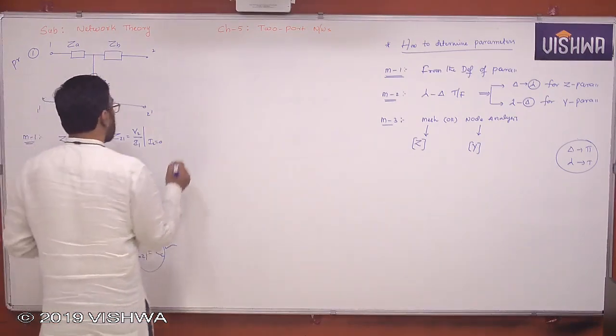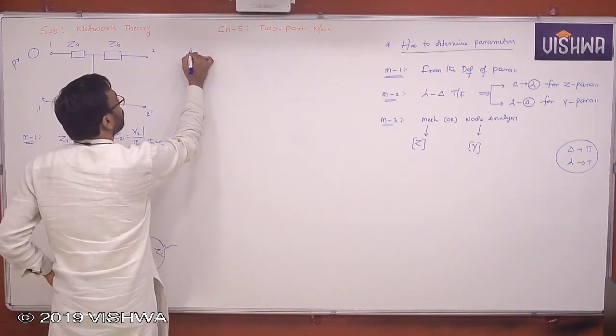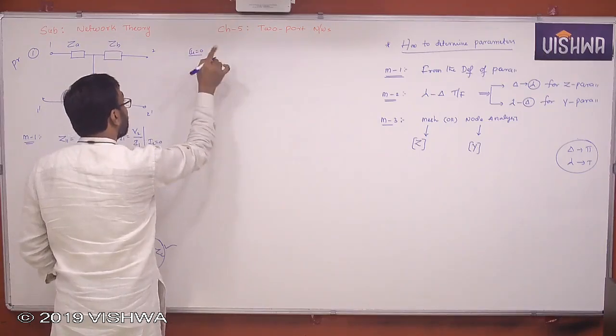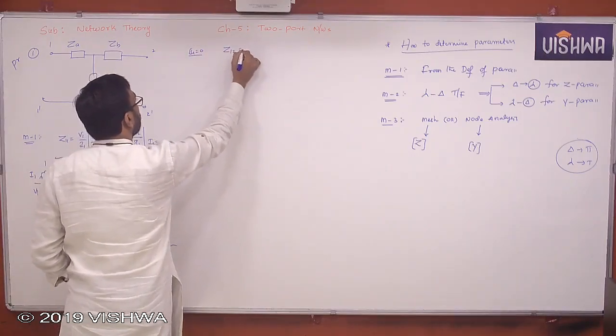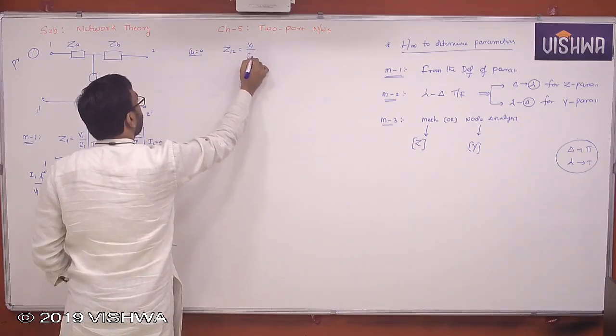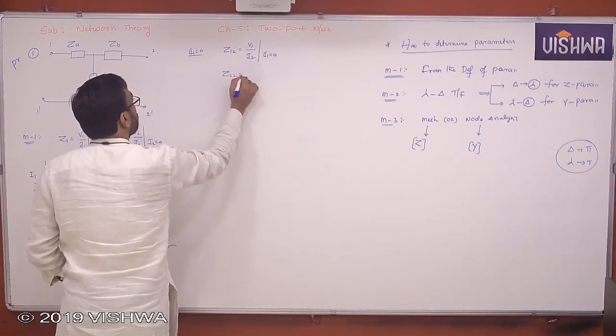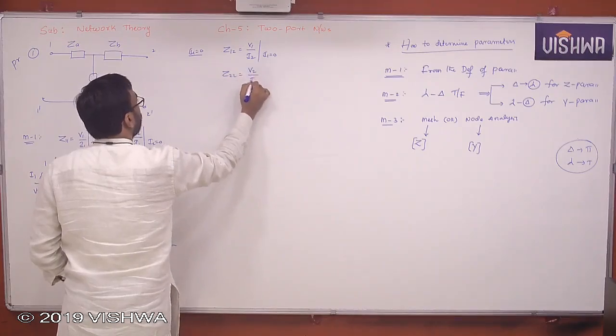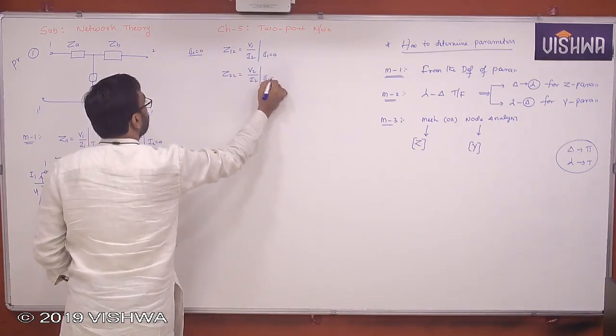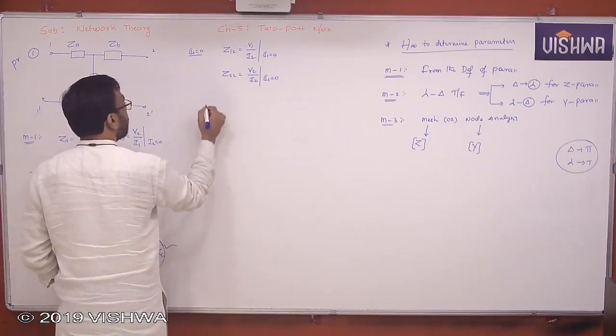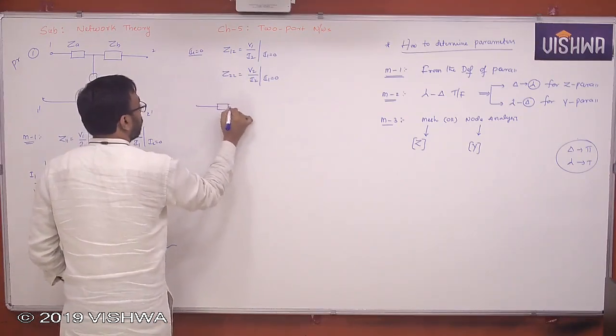Now to get the other parameters, you make I1 0. If you make I1 0, you will get the other two parameters. So Z12 is equal to V1 by I2 when I1 is 0. Z22 is equal to V2 by I2 when I1 is 0. Understand? Okay. So what do you get here? Tell me.